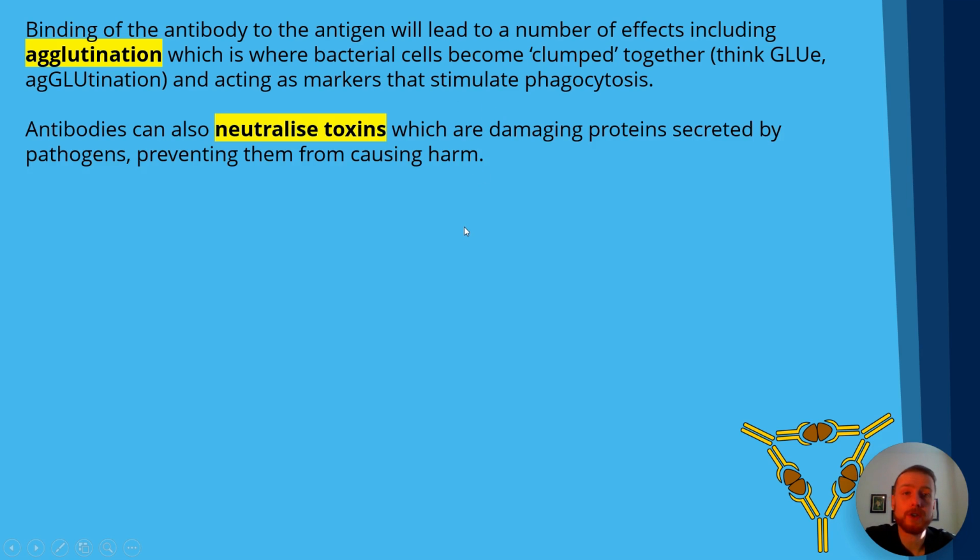Antibodies can also neutralize toxins. Now, toxins are damaging proteins secreted by pathogens, and if they're neutralized by antibodies, that'll stop them from causing harm. Some definitions for you to add to your notes.